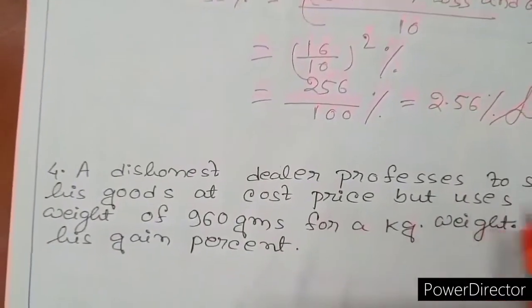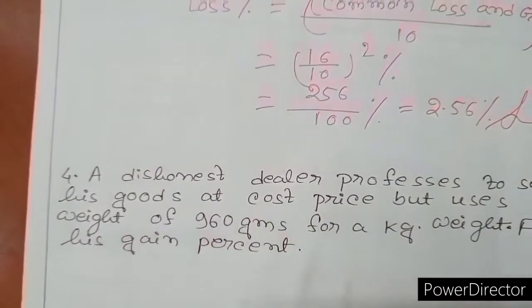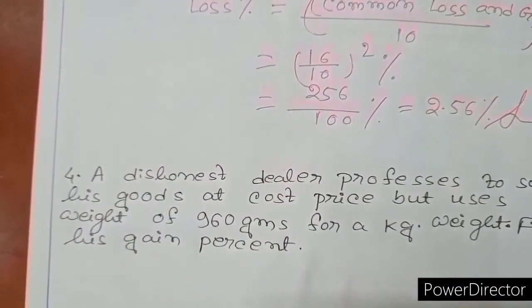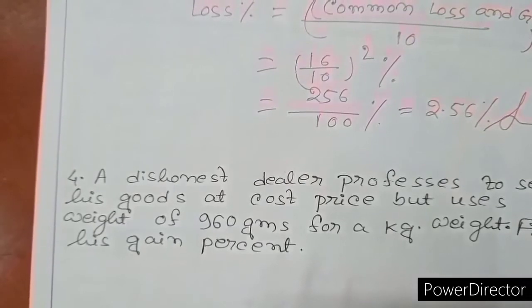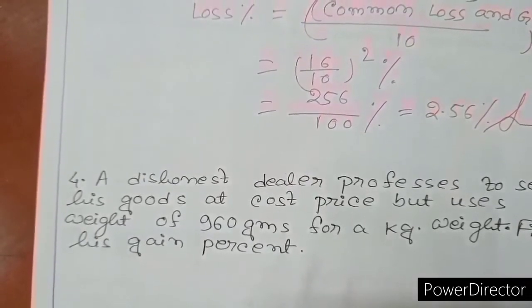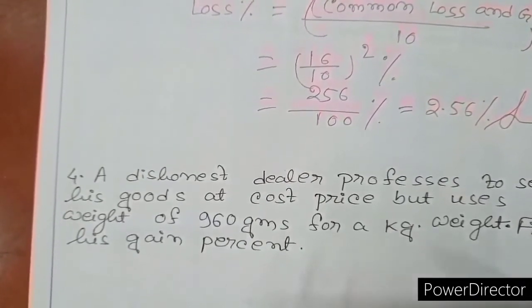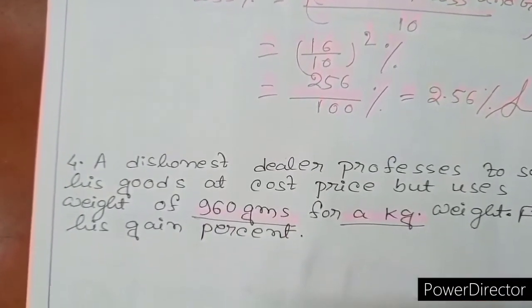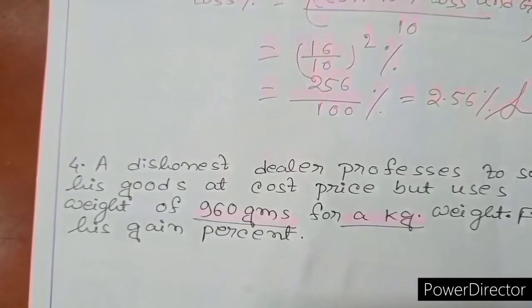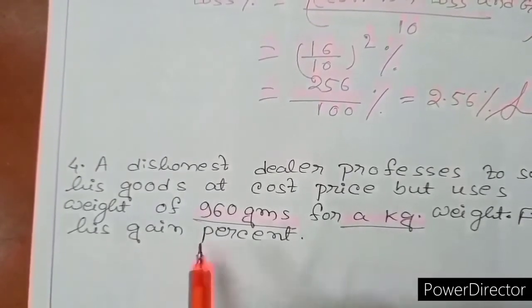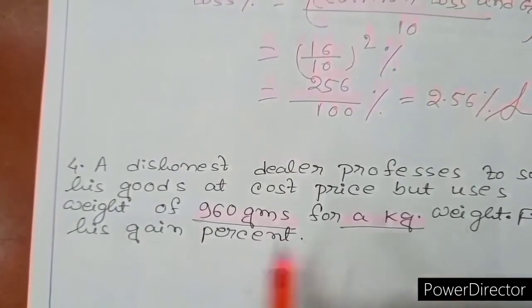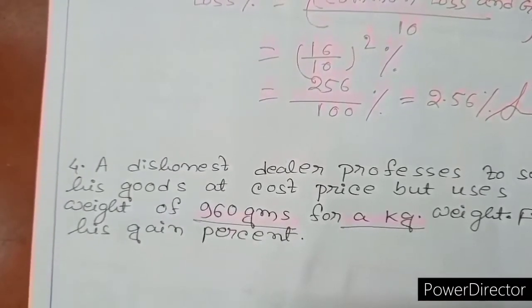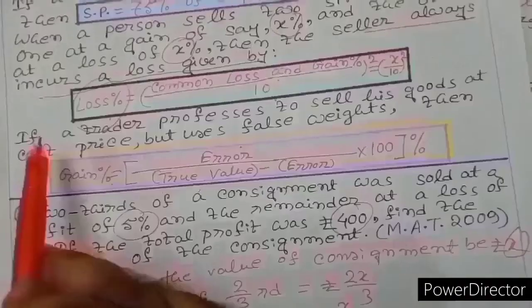Next question. A dishonest dealer professes to sell his goods at cost price but uses a weight of 960 grams for a kg weight. Find his gain percent. He uses a weight of 960 grams instead of a kg. Means an error: a kg means 1000 grams. Here occurs an error of 1000 grams minus 960 grams equals 40 grams.